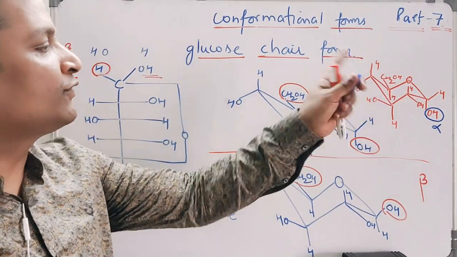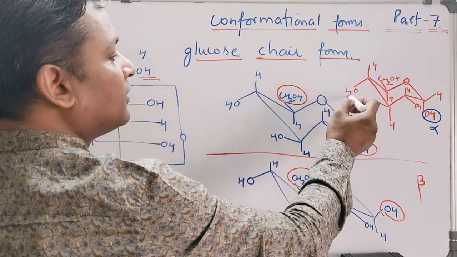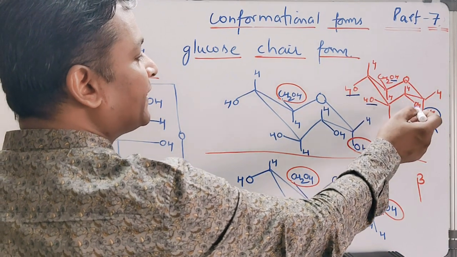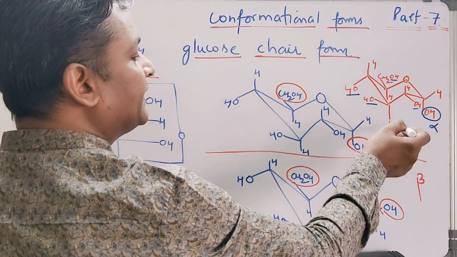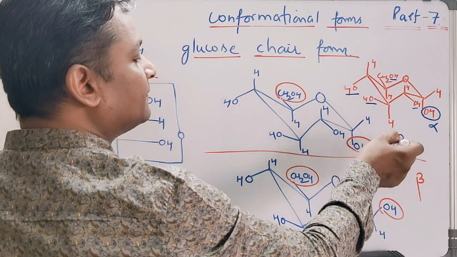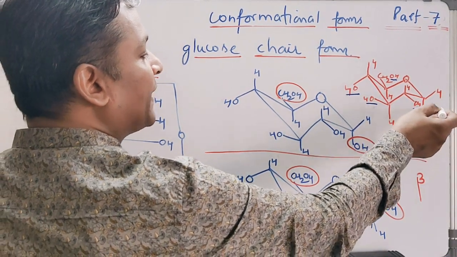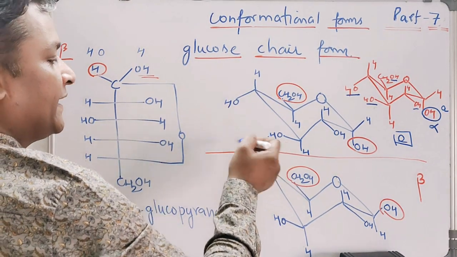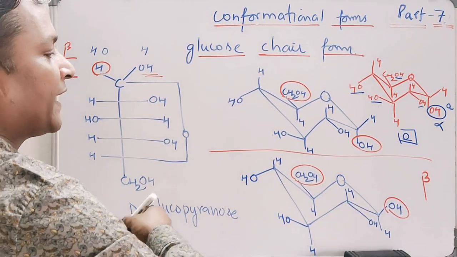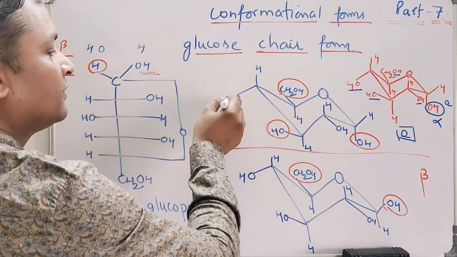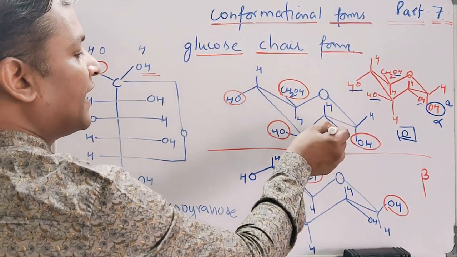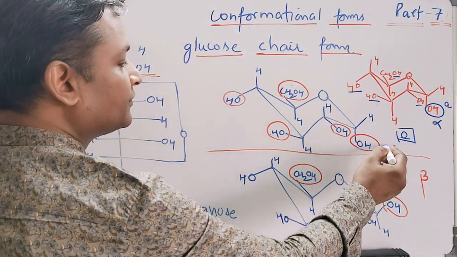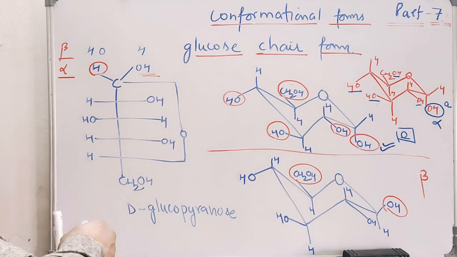You can see here that in the case of the alpha form, all the OH groups are occupying the equatorial position, E, but only one is occupying the axial position. You can see here all are occupying the equatorial position, 1, 2, 3 and 4, but only one is occupying the axial position. This is the axial position in the case of the alpha form.